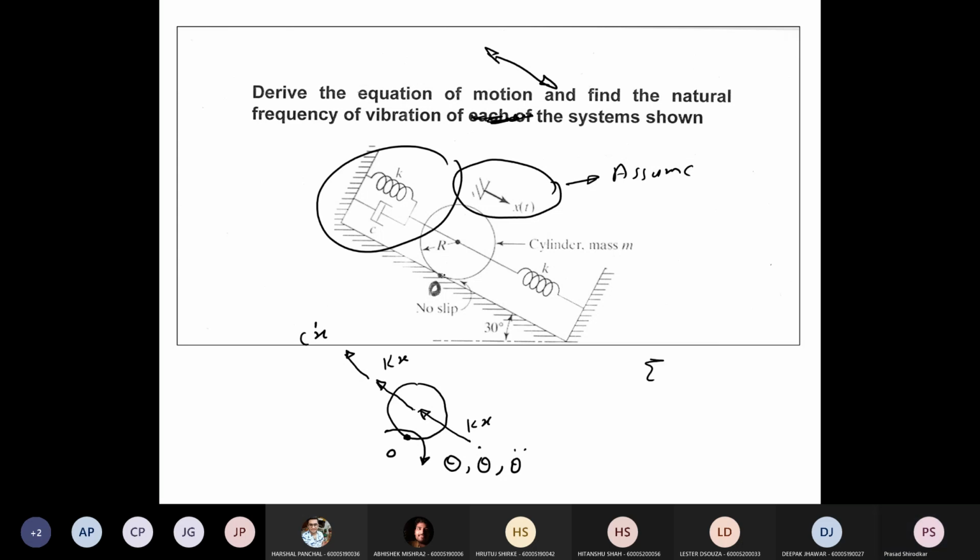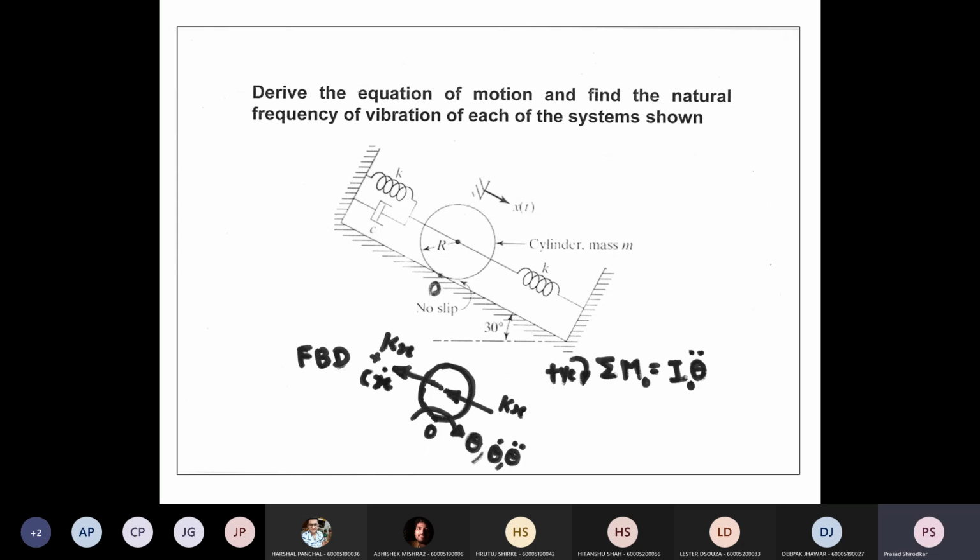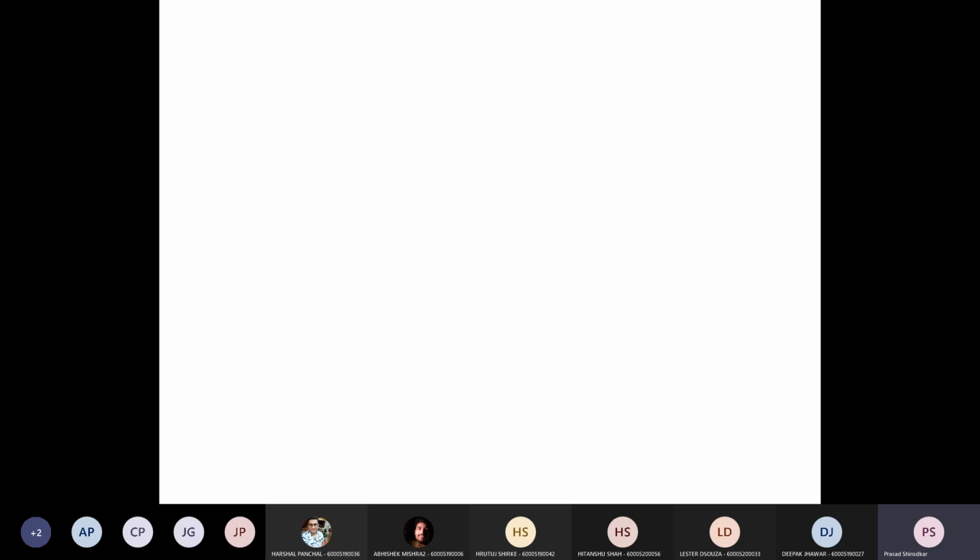Correct. So now write the D'Alembert equation: summation of moments about O is equal to I0 theta double dot, clockwise positive. So what does that give me? Again I have to write the equations. So substitute the forces, take moment about the pivot. So kx into r minus kx into another r minus cx dot into r is equal to I0, that is whatever is 3 by 2 mr square theta double dot.